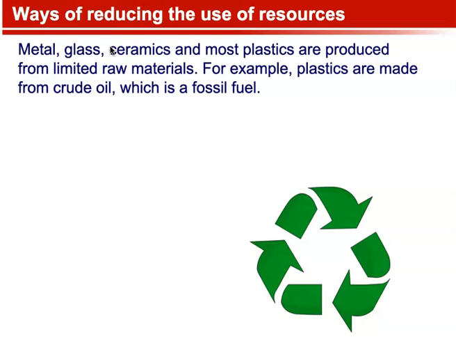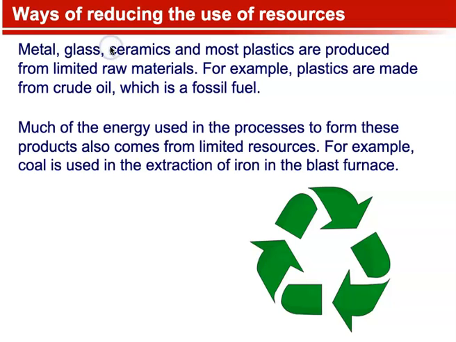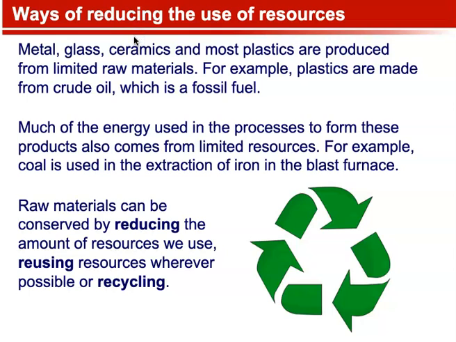Ways of reducing the use of resources. Metal, glass, ceramics, and most plastics are produced from limited raw materials. For example, plastics are made from crude oil, which is a fossil fuel. Much of the energy used in the processes to form these products also comes from limited resources. For example, coal is used in the extraction of iron in the blast furnace. Raw materials can be conserved by reducing the amount of resources we use, reusing resources wherever possible, or by recycling.